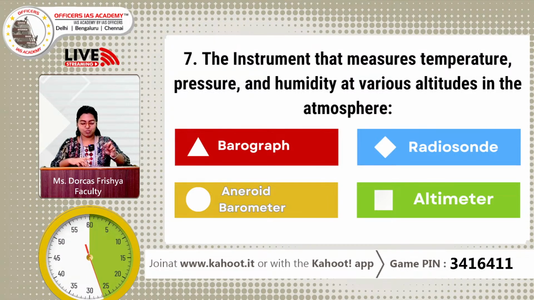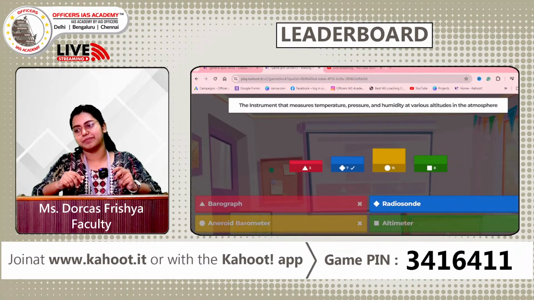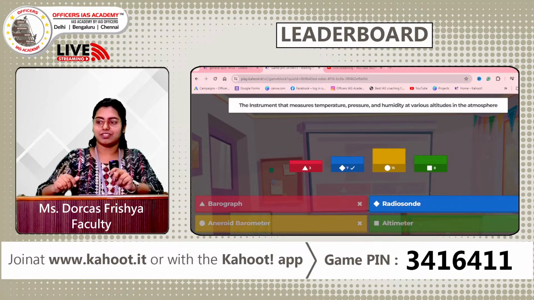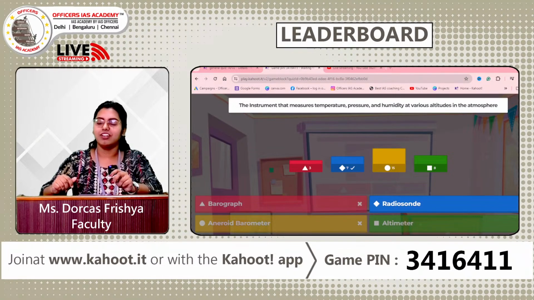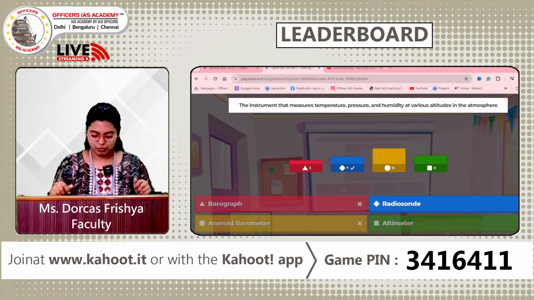Alright, 15 seconds to go, 10 seconds left. Everybody answer. And there goes your correct answer on your screen. Yes, so the correct answer is radiosonde. Most of them have got it wrong, that's okay, not an issue. So your correct answer is radiosonde, that is color code B.